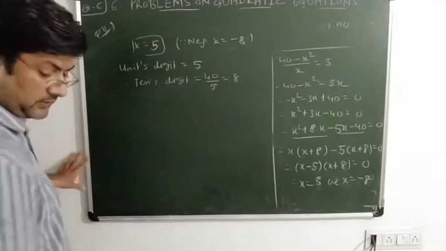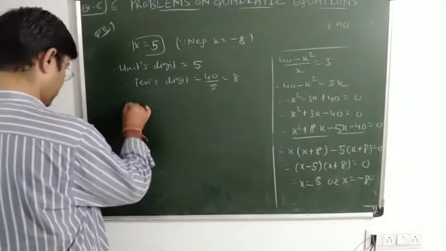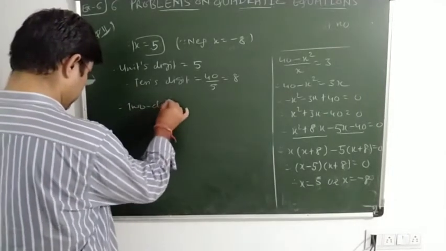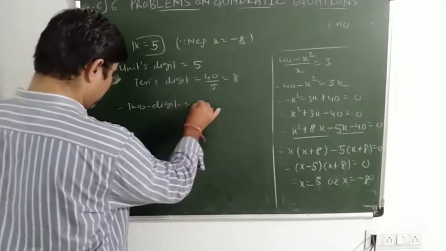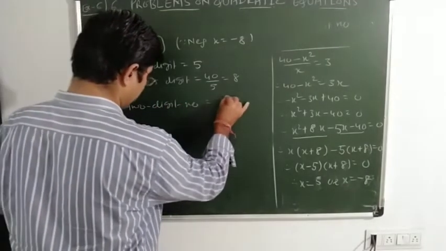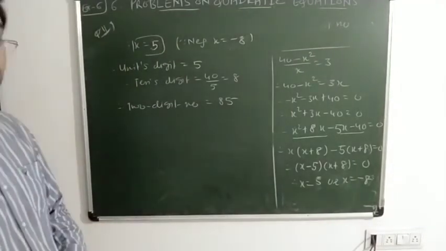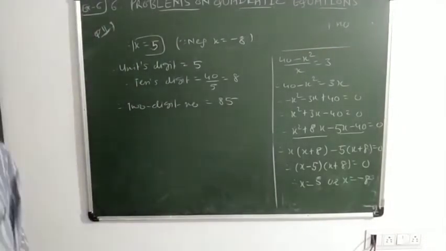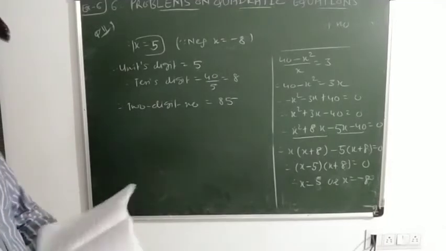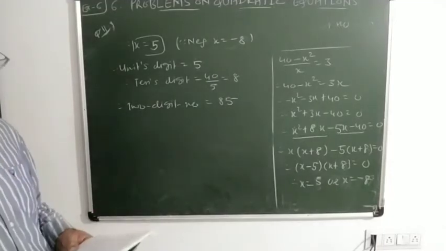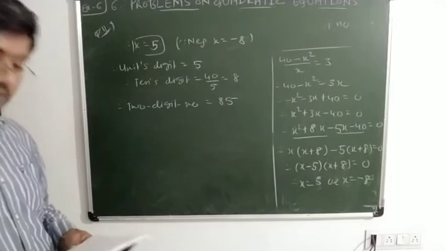And therefore the required two-digit number is 85. 8 into 5 is 40 and 8 minus 5 is 3. Okay, so question number 11 is over. Let us solve question number 12. Let us read the question.